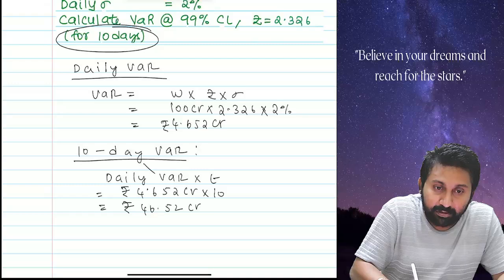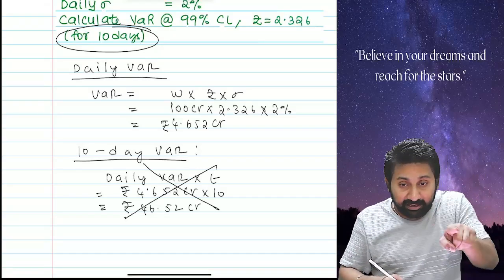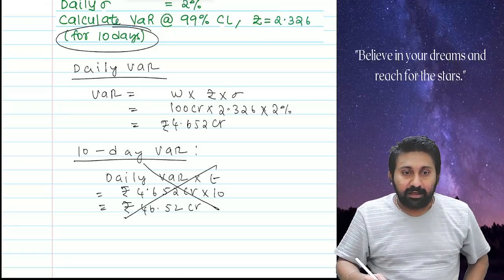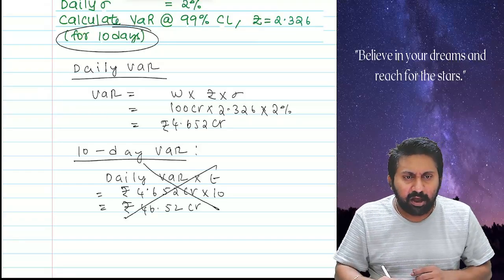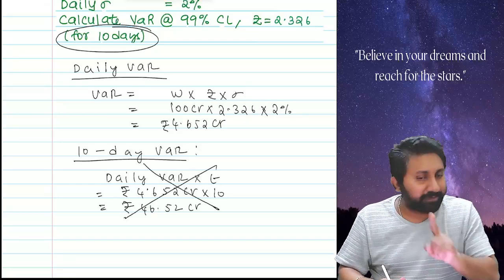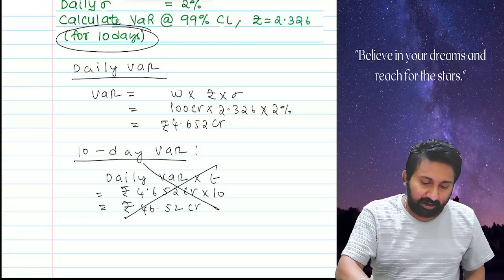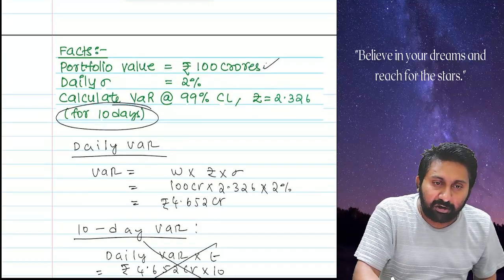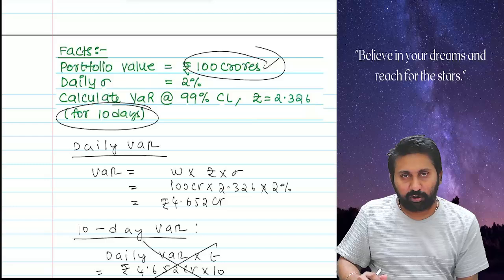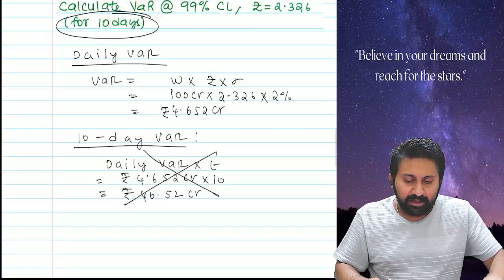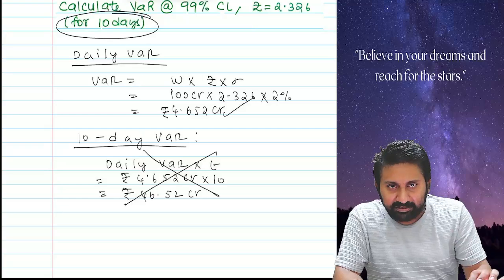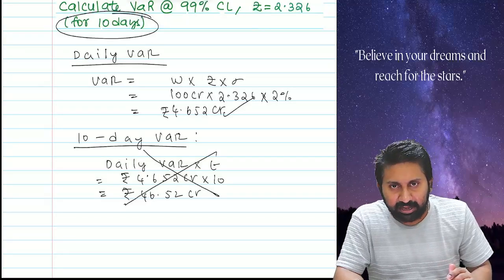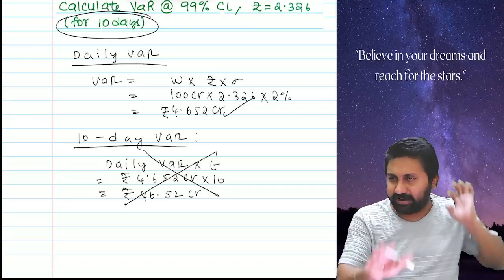46.52 crore. Wrong. Like this, you should not think. Sir, daily VAR you got 4.652 means obviously 10 days means into 10. Wrong. Listen carefully. We are considering not one share, we are considering a portfolio. When I say daily VAR 4.652, some days I may get profit, some day I may get loss also. Sir, I will give you an example here.